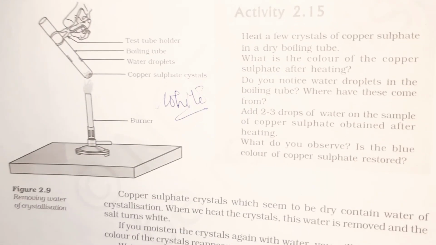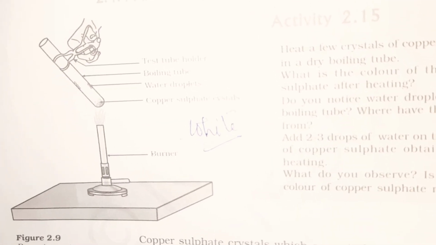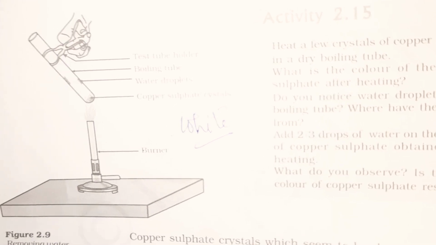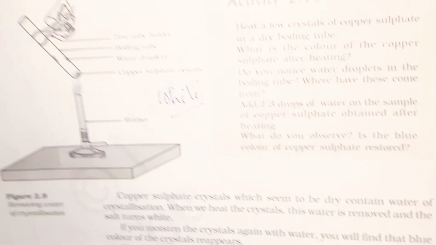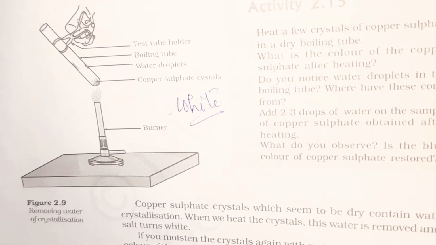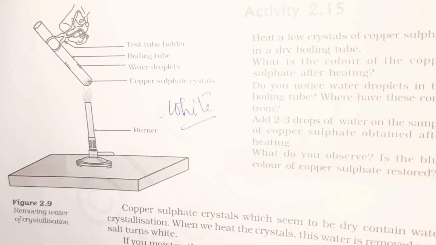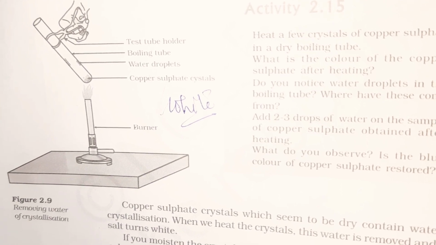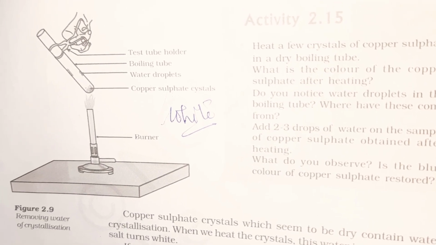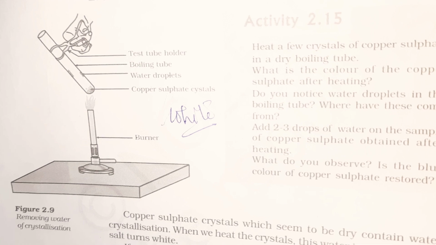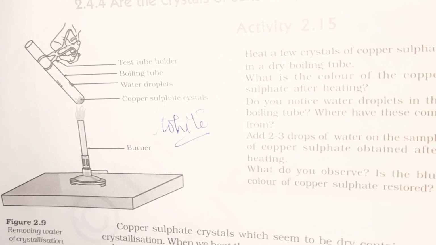Why has this happened and from where has this water come? This water is actually 5 molecules of water which are present as water of crystallization in copper sulfate crystals. Now when we heat this blue colored copper sulfate crystal, they become white in color, releasing the water of crystallization from them. Now these water droplets are deposited on the cooler sides of the test tube. Once we put a few drops of water on this copper sulfate, which has now become white in color, we see a change in color to blue again.